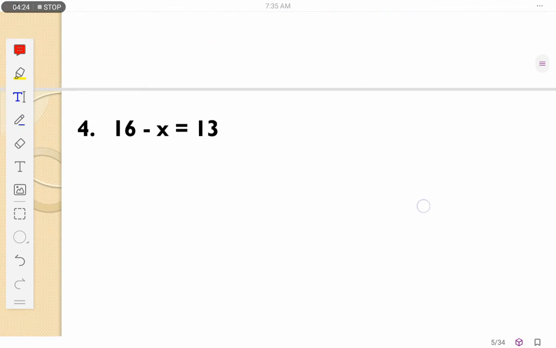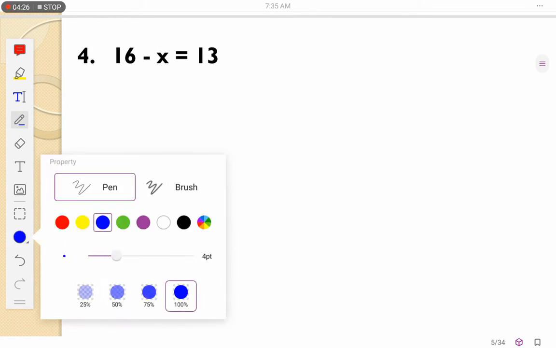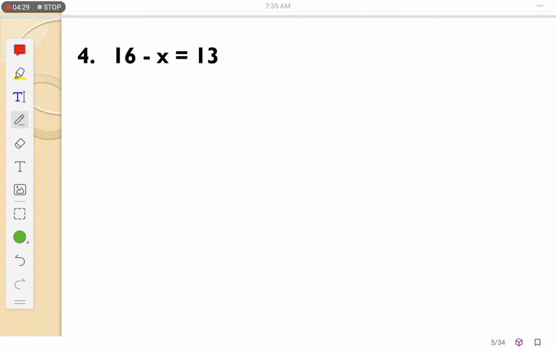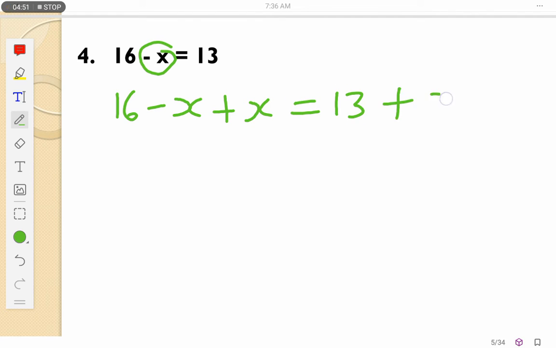Let's have another question with a different method. For this one, I'll use the balance method again. So here I've got my x as minus. I want to make it a positive. So when I want to make it a positive, I can simply add plus x both sides. So I'll have 16 minus x plus x is equal to 13 plus x, like that. Here we'll have a 0. So I'll remain with 16 is equal to 13 plus x.